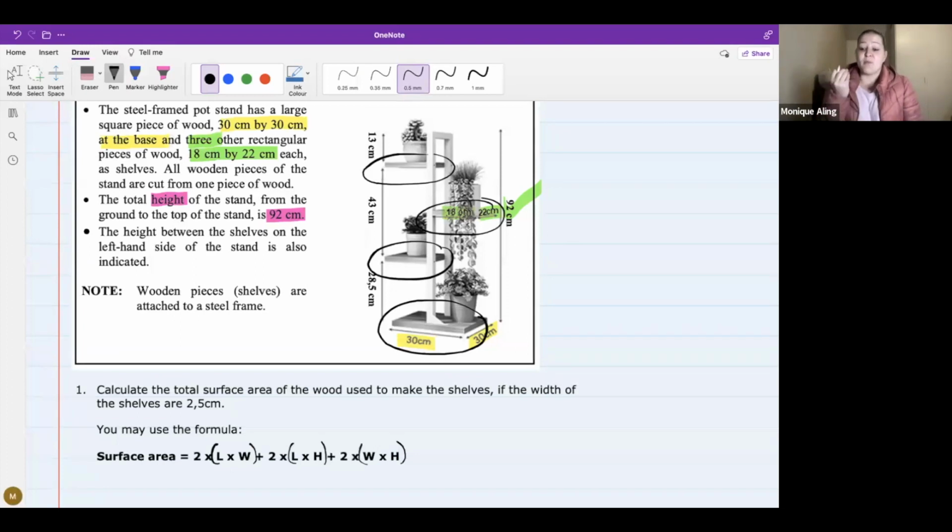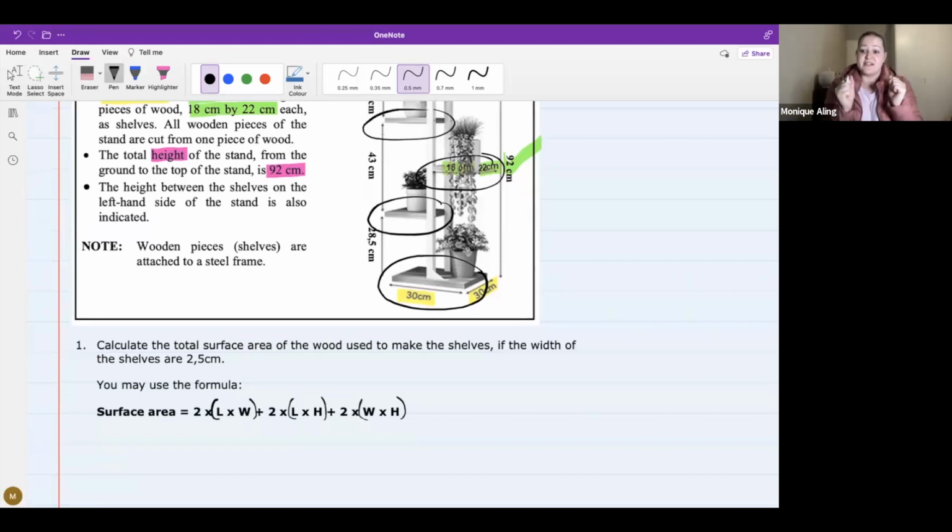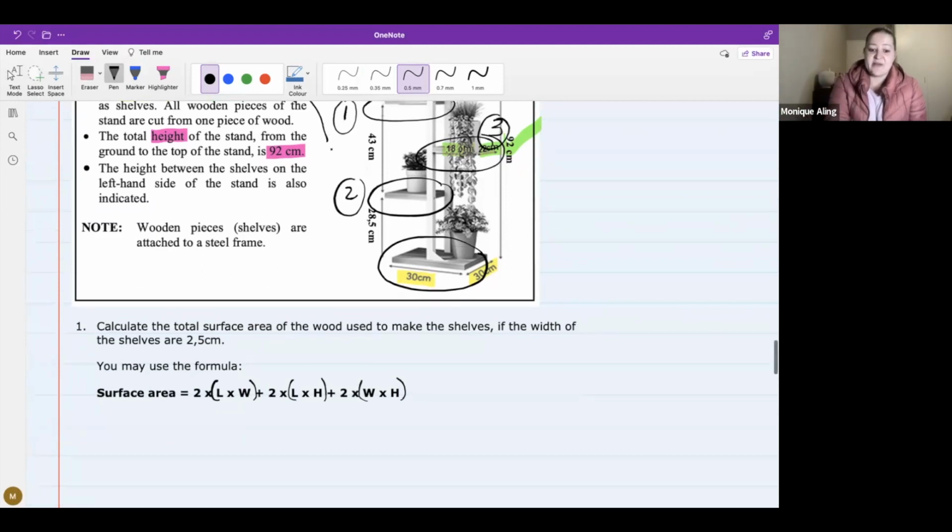Okay, so we know, for example, the base they are different dimensions. The base, the bottom piece is 30 centimeters by 30 centimeters. And remember, the width or the thickness of the plank is 2,5 centimeters. So I'm going to help you with the base part. We're going to work out the surface area of the base because of the different dimensions. Then the other 3, 1, 2, 3 shelves have the same dimensions, which are mentioned over there. Okay, so let's work out the base first.